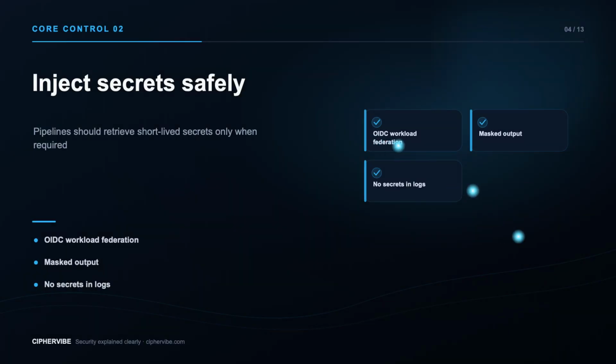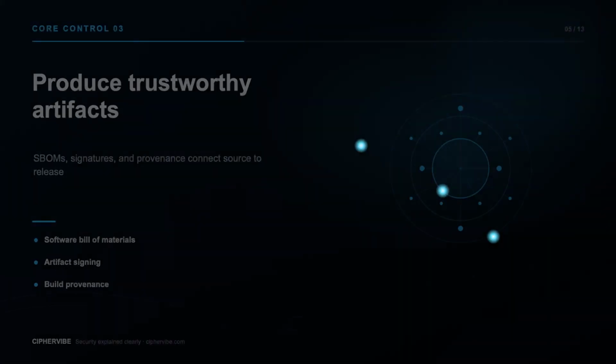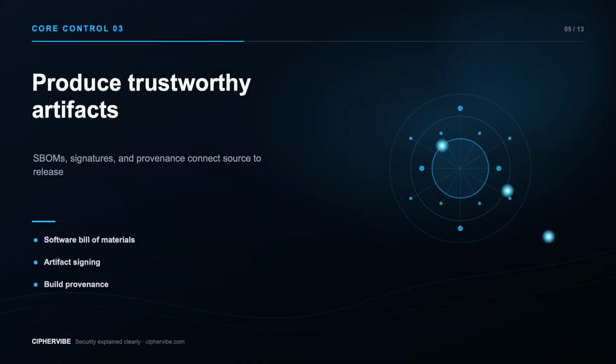The second building block is inject secrets safely. Use identity federation or short-lived tokens so jobs retrieve only the secrets and cloud privileges required for a stage. Prevent secrets from entering logs, artifacts, caches, or developer-visible variables, and revoke access quickly when a workflow or integration is compromised.